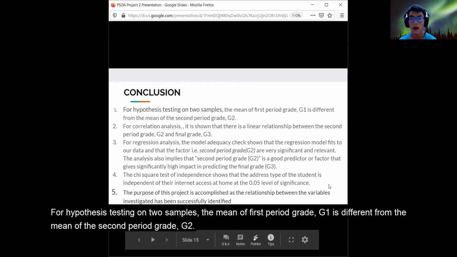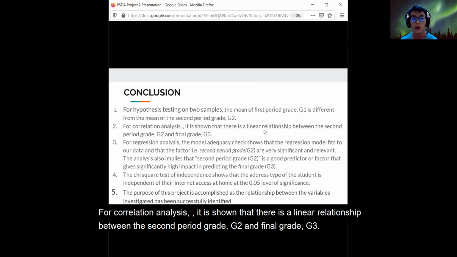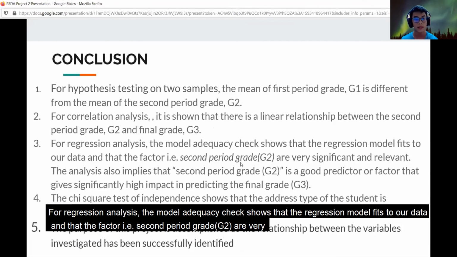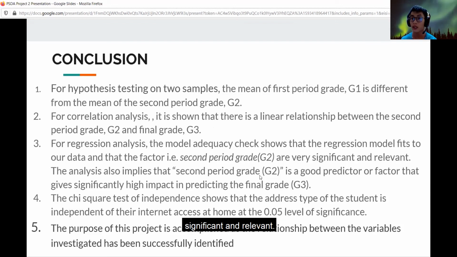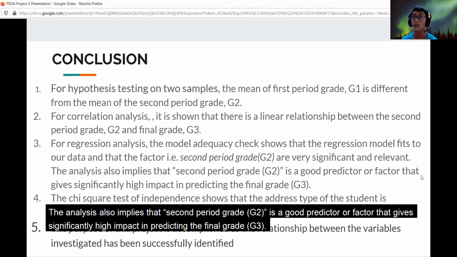As conclusion, for hypothesis testing on two samples, the mean of first period grade G1 is different from the mean of the second period grade G2. For correlation analysis, it's shown that there is a linear relationship between the second period grade G2 and final grade G3. For regression analysis, the model adequacy check shows that the regression model fits our data and the factor second period grade G2 is very significant and relevant. The analysis also implies that the second period grade G2 is a good predictor or factor that gives significantly high impact in predicting the final grade G3.